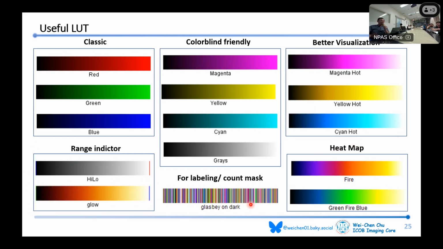And in the later half part of this talk, I will show you image segmentation. For image segmentation, we need this kind of lookup table. So for each value, we give a different color. So this helps us to distinguish the different label or different object.